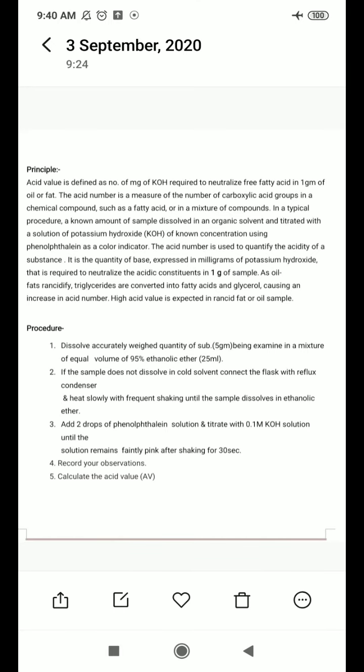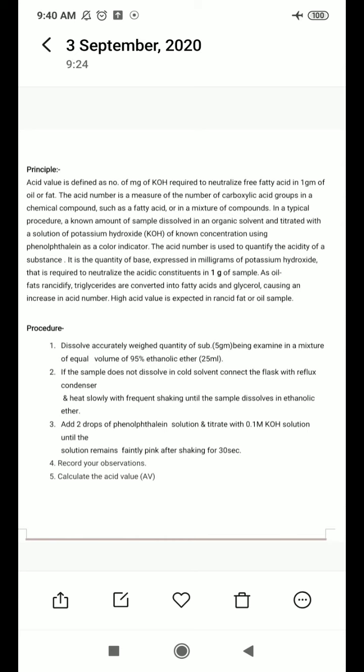In this case we have to titrate your particular sample, nothing but fat or oil. In this case we can say your castor oil. After a particular procedure we have to titrate this sample with 0.1 molar KOH. This is one type of neutralization reaction. Then this will give you an idea about your acid value.